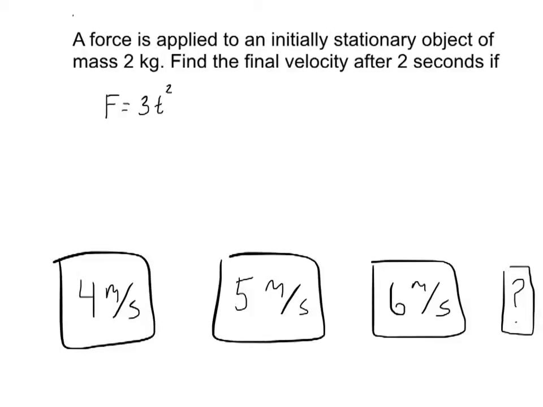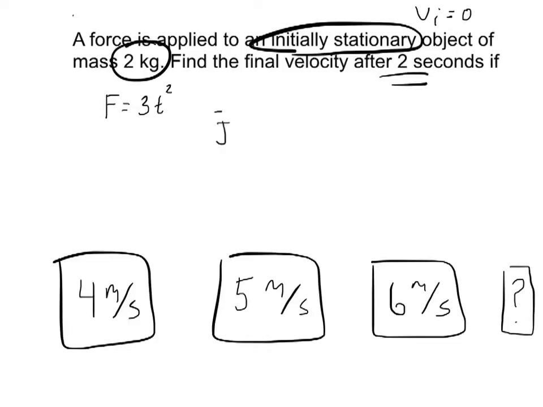So this problem is very similar to the one that we just did, all together, just before. We've got a 2 kilogram mass, initially stationary, which means that its initial velocity equals 0, and it has this force being applied for 2 seconds. So our impulse would be the integral of 3t squared dt from 0 to 2.